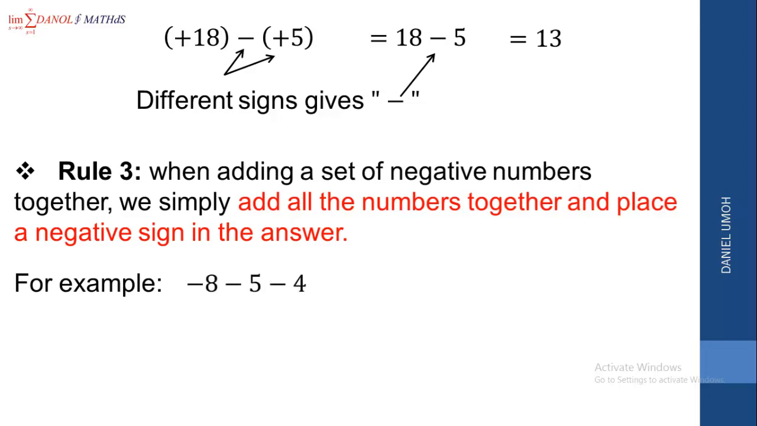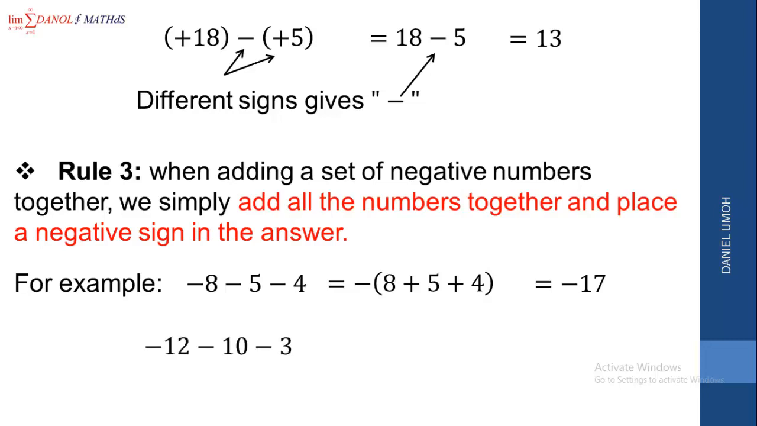Now, example. Minus 8 minus 5 minus 4. You see, these are a set of numbers added together, right? Now, what do we do? We simply add the numbers and place a minus sign in front of it. Factorize the minus sign, we have minus, then we now say 8 plus 5 plus 4. Of course, 8 plus 5 plus 4 gives us 17. And because we place a minus sign at the end of the answer, we have minus 17.